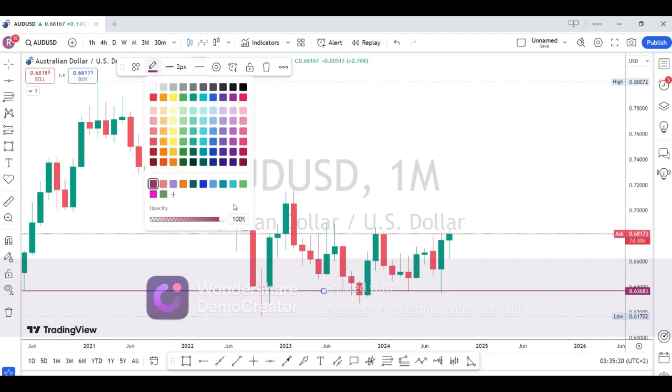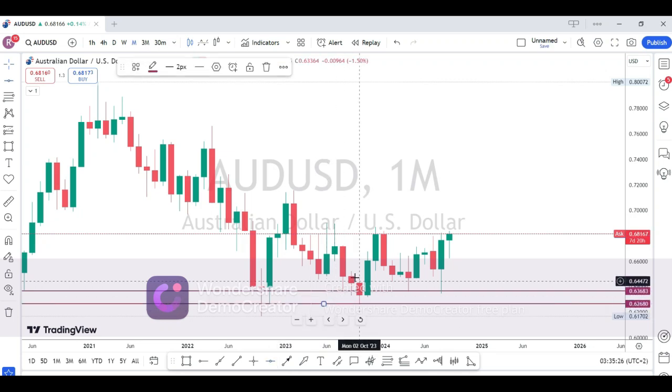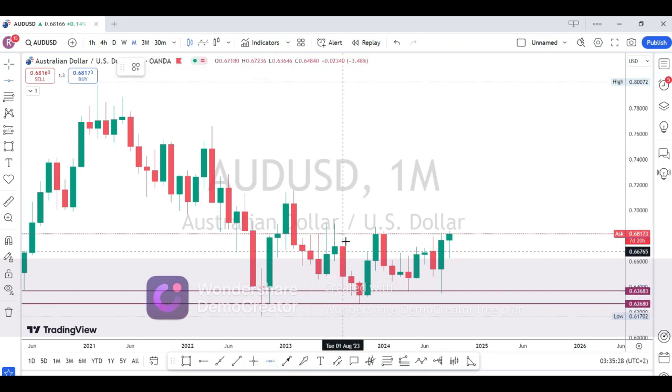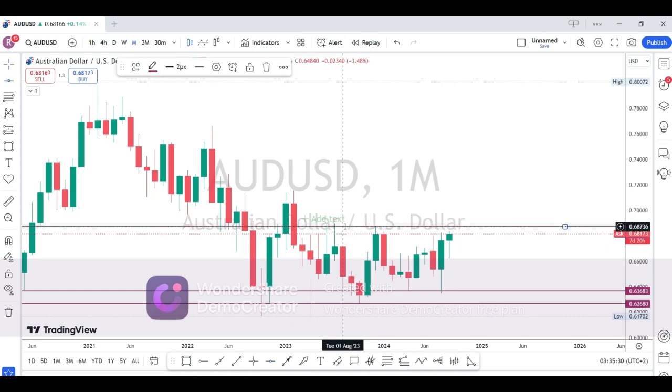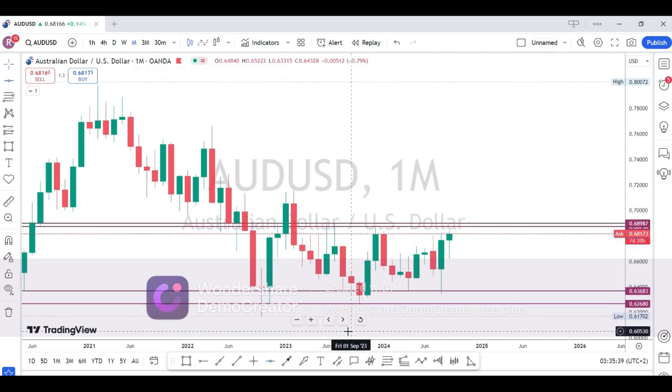Nevertheless, we will differentiate each time frame with a different color. This is the resistance here, which is the nearest resistance. So let's move down to the weekly time frame.